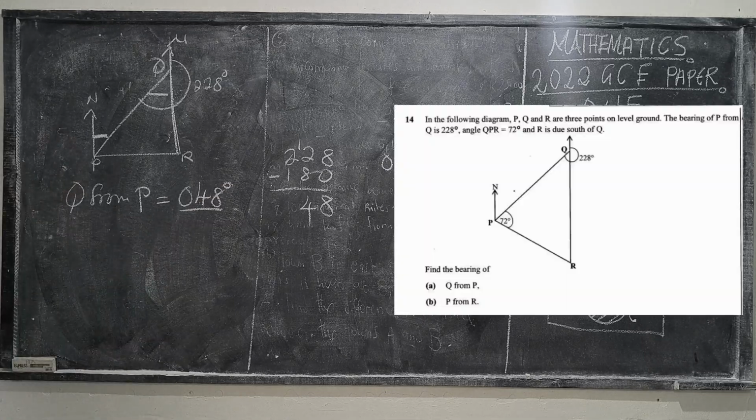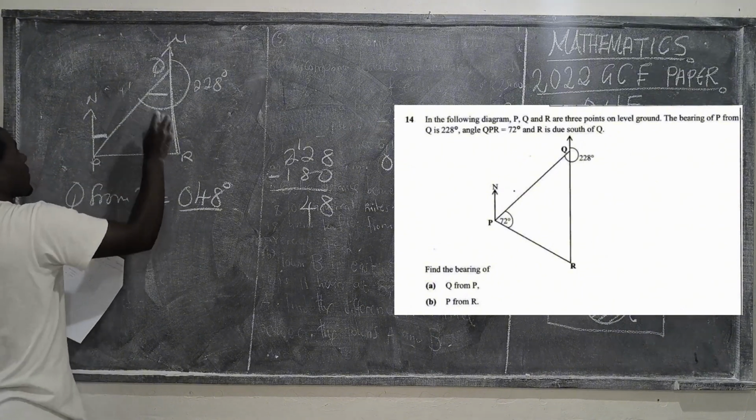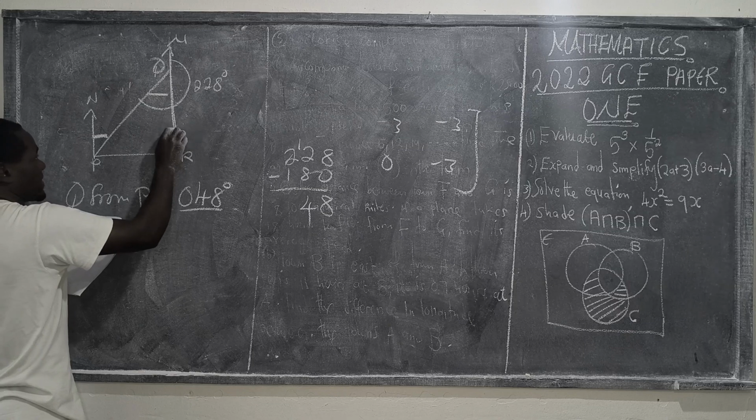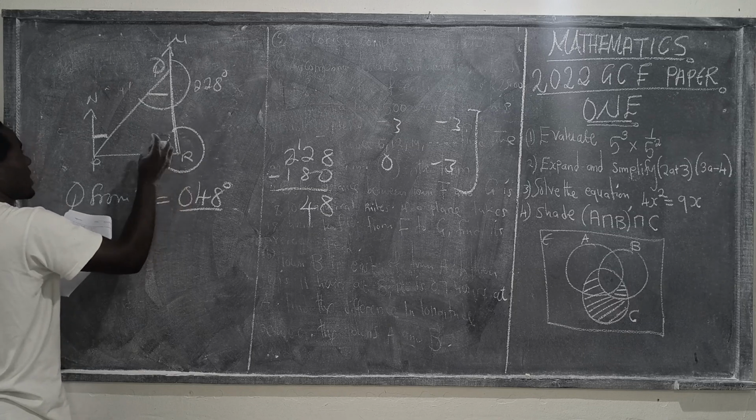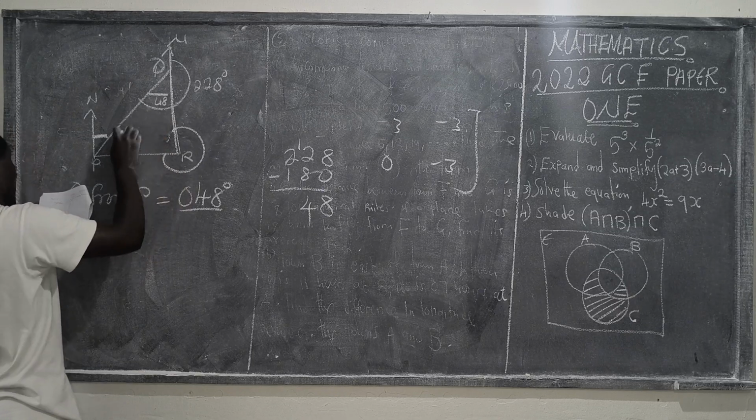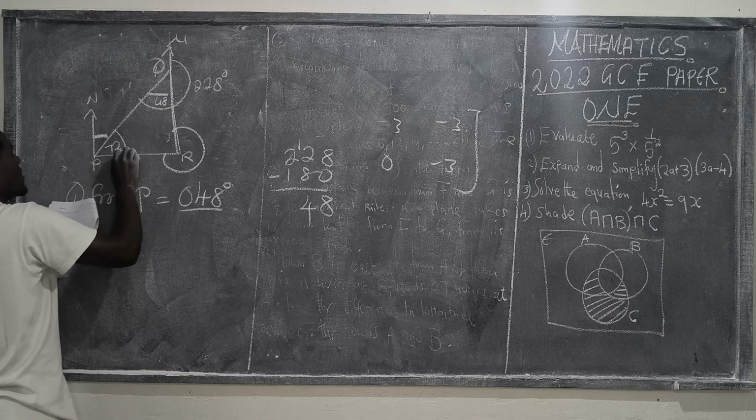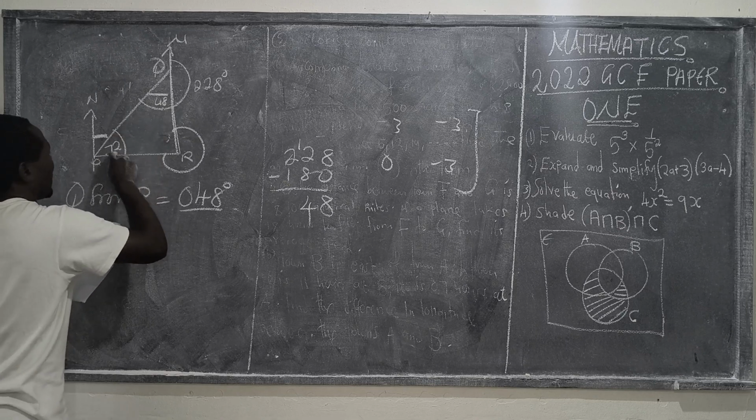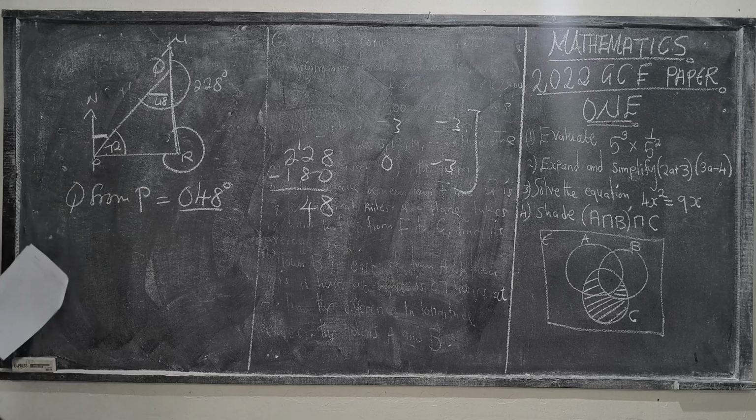Next, they are saying P from R. You start. This is the north again. So you just do this. What is here? It is 48. Here they are saying it is 72. So you add these two. What do you get? 72 plus 48.